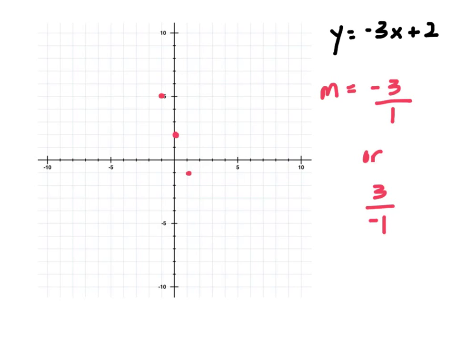So now I have 3 points that I can use to graph my line. I'm going to use a straight edge and I'll draw a line on here. And remember, put arrows on both ends of that line. A little bit of a rough line. This is just a sketch, but you kind of get the idea. And we've got a line now that graphs the equation y equals negative 3x plus 2.